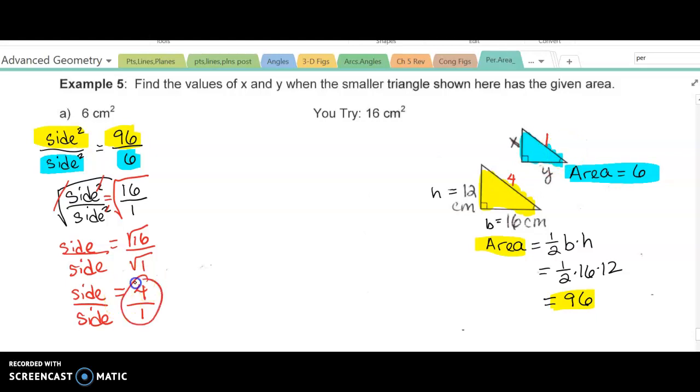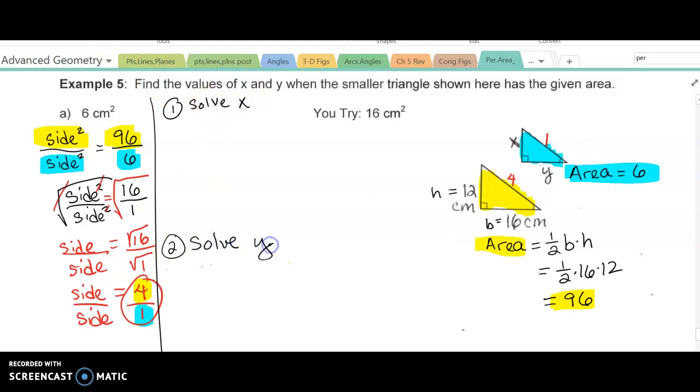So that's really helpful to know, because now that I know that the ratio of yellow to blue is 4 to 1, now I can use that to find the missing values for x and y. So this was all just work to figure out the side-to-side ratio. So now let's solve for x, and then we're going to solve for y.